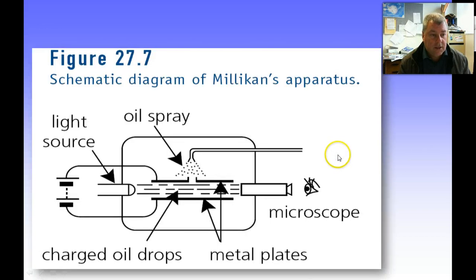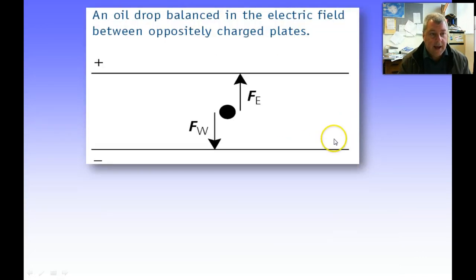And this one's out of your textbook and shows a light source just to reflect off the droplets so that he could see them. Now, what was basically happening was, if you forget all the apparatus and you just think about the droplets between the two plates, a droplet would have its weight force due to its mass, and if it was negatively charged, so it actually had gained some electrons, it would experience a force due to the electric field that was up.